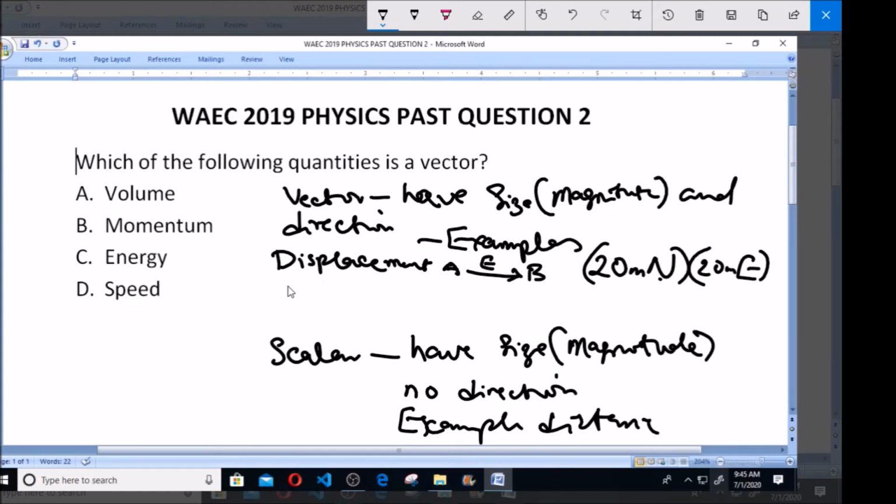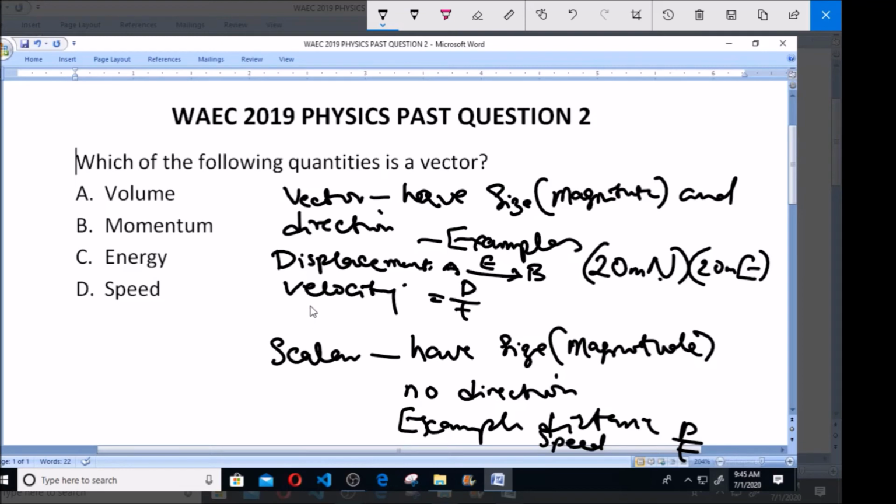Now another example is what we call velocity. Velocity is simply displacement over time. Whereas under here we have speed, which is distance over time. So you can see they are synonymous. The only difference here is that displacement and velocity have direction, whereas distance and speed have no direction, but they are all talking about the size of movement.